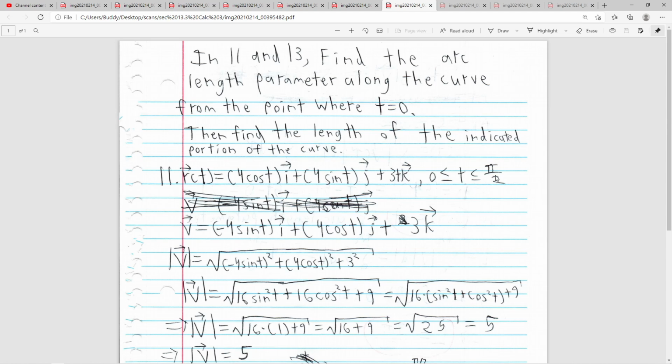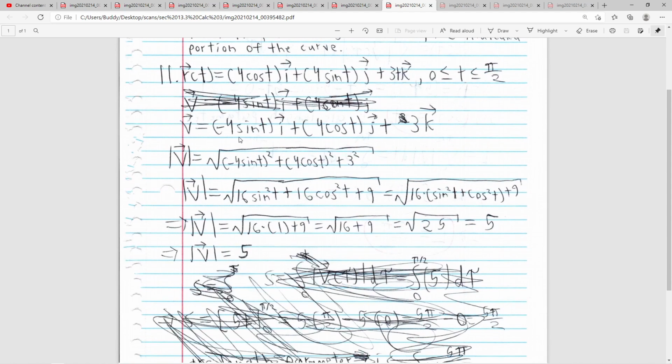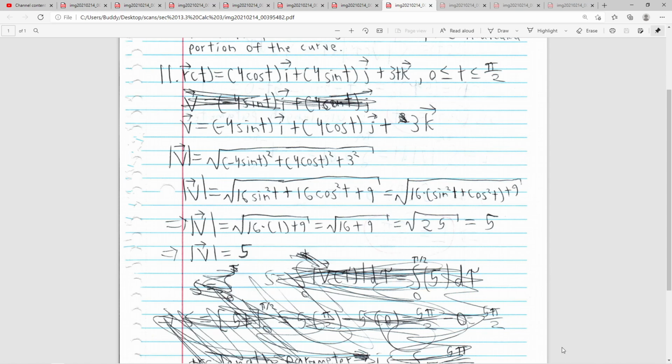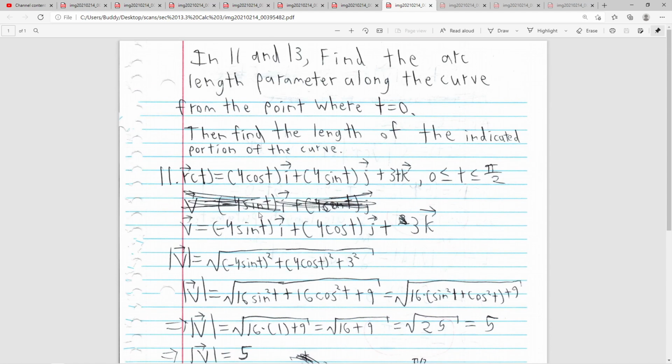In the indicated portion, 0 to pi, the position vector is 4 cosine t i plus 4 sine t j plus 3t k. The velocity v is equal to just the derivative of each part: negative 4 sine t i, plus 4 cosine t j, plus 3 k.